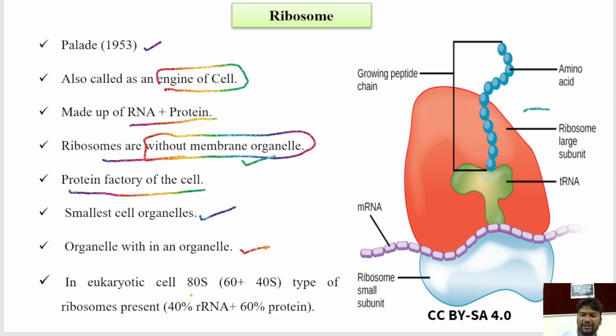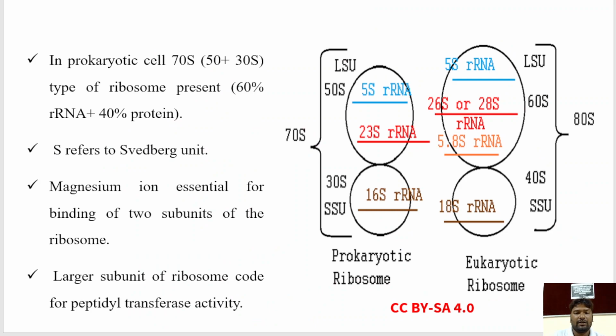In eukaryotic cells, there are 80S ribosomes, made up of 60S and 40S subunits, containing 40% ribosomal RNA and 60% protein. While in prokaryotes, it is 50S plus 30S. So the large subunit is 50S and the small subunit is 30S, with 60% rRNA and 40% proteins.